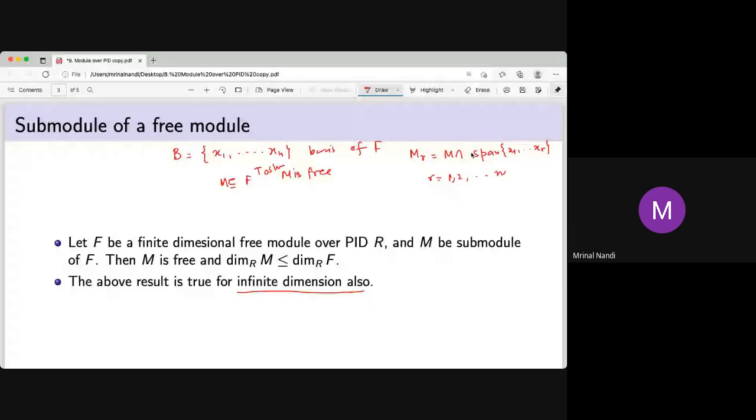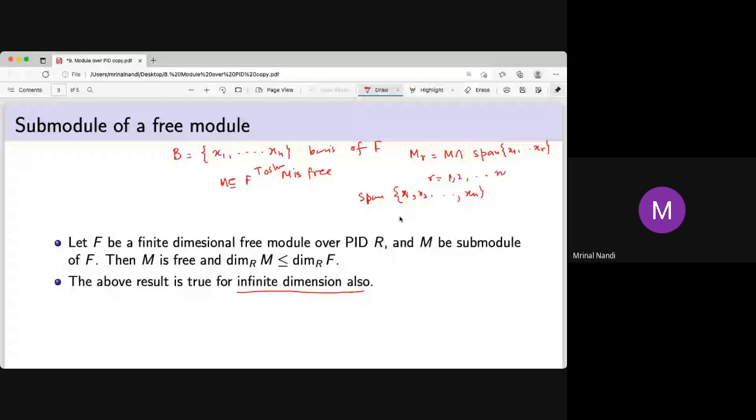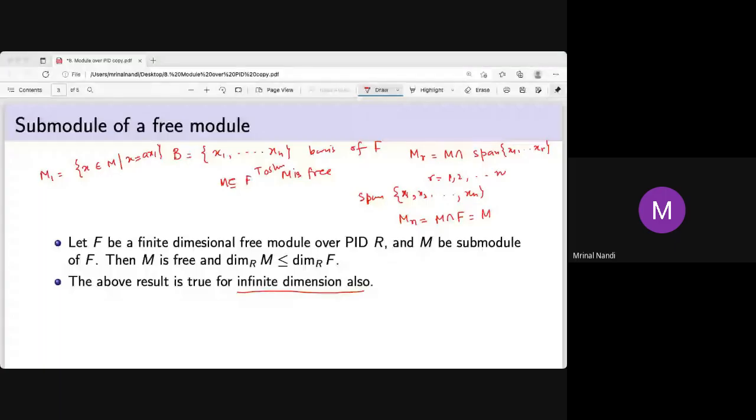So it is F. If we take n, then the span of x1, x2, ..., xn is F. That means M intersection F is M, right? So Mn is M. And what about M1? It is generated by just the element x1, so it is a x1.